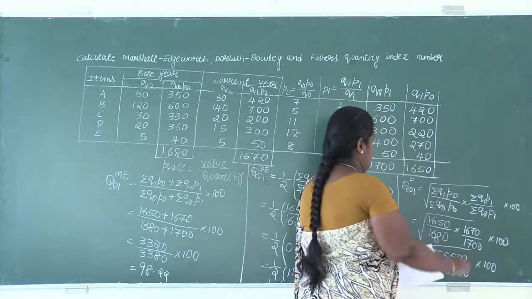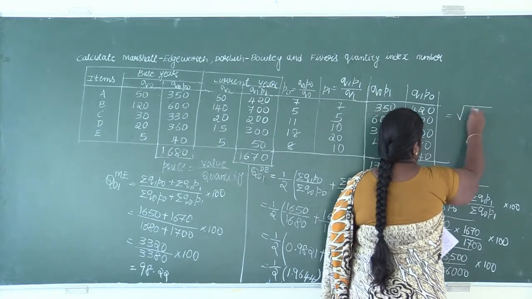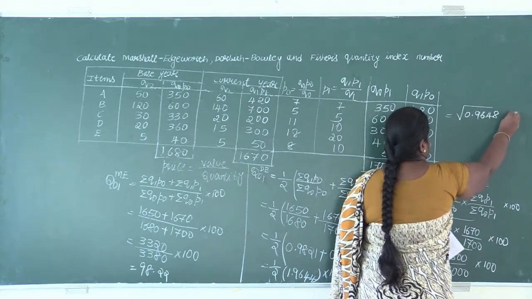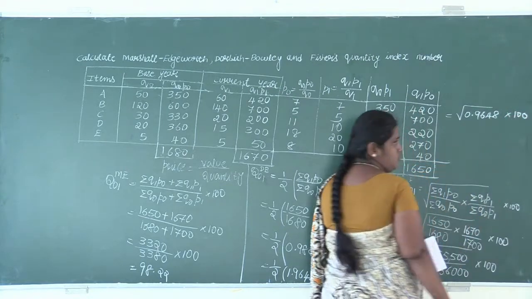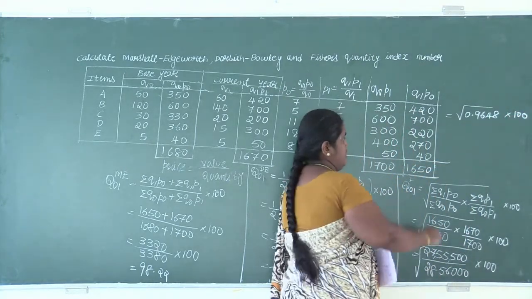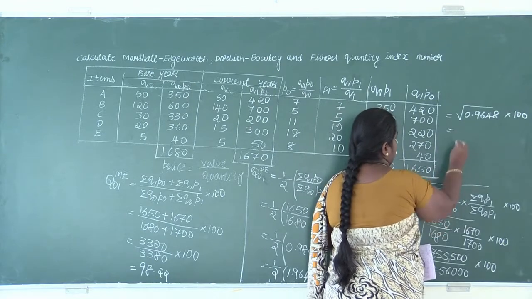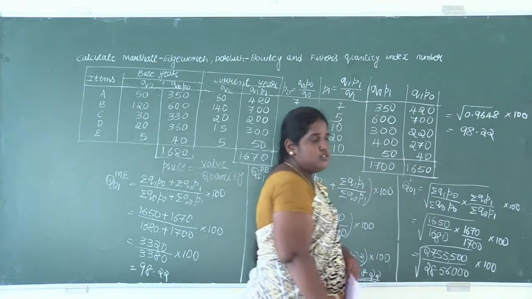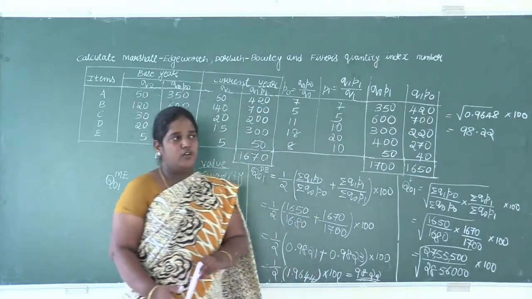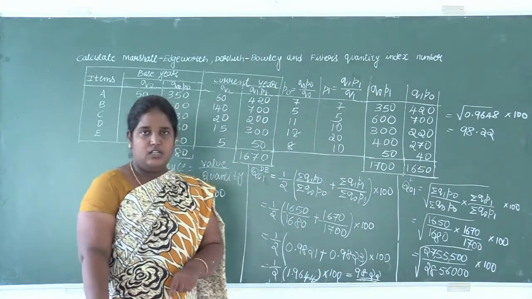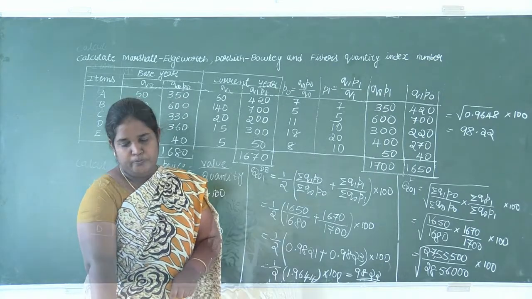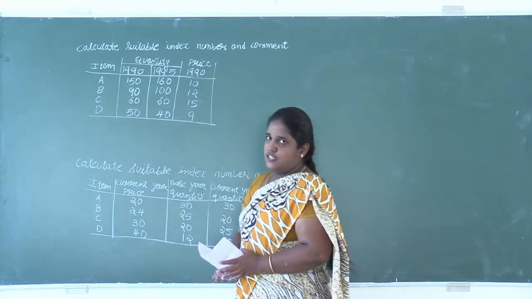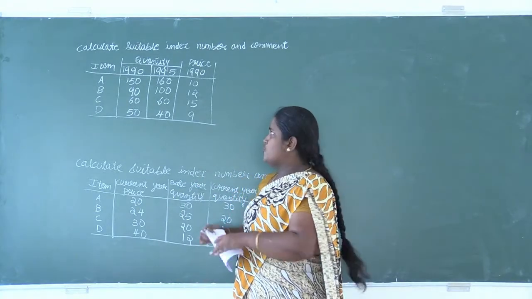So first when we divide it, we'll get square root of 0.9648 into 100. Take out the square root, then multiply with 100. We'll get the answer 98.22. So in this one, all the three methods we have got the same answer, that is 98.22. The next problem on the quantity index number. So these are the 5 marks questions which we are doing.